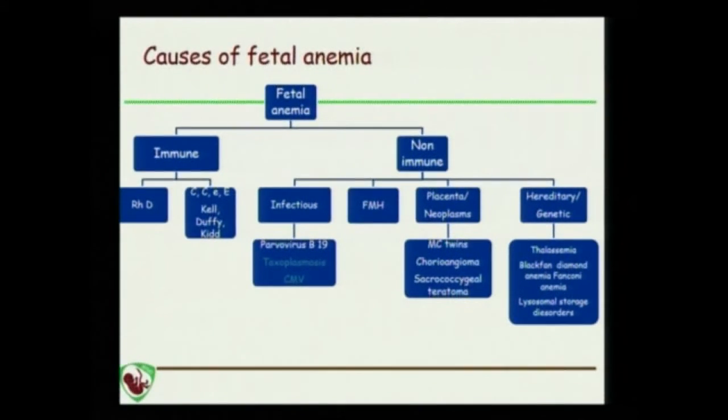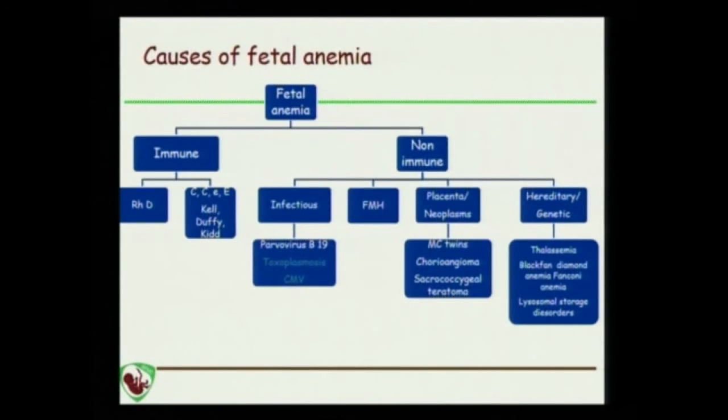Then placental causes, like in a monochorionic placenta, when there is a small anastomosis between the two twins, which can cause a slow leak of blood from one to the other, it gives rise to a condition called twin anemia polycythemia sequence, again presenting as an anemic fetus. Then you can have placental abnormalities like chorioangiomas or fetal tumors like sacrococcygeal teratoma, because of the hyperdynamic circulation, which then gives rise to anemia in the fetus.